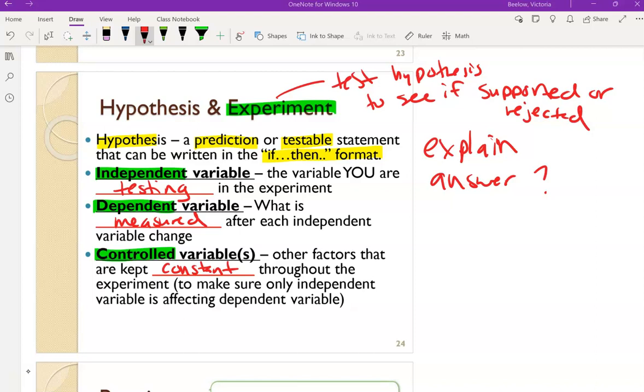So anyway, the controlled variable, or variables, sometimes it could be multiple, are things that are kept constant throughout the experiment. You want to make sure that the only variable impacting your dependent variable is the independent variable and not anything else. So especially in this class, we'll keep maybe temperature or volume or mass or something that we're measuring. We might keep one of those variables the same throughout the experiment.